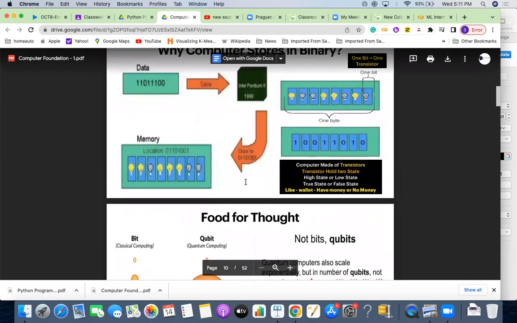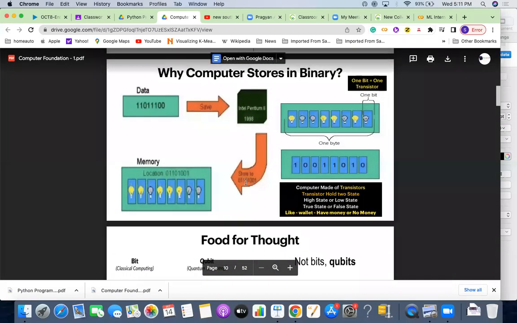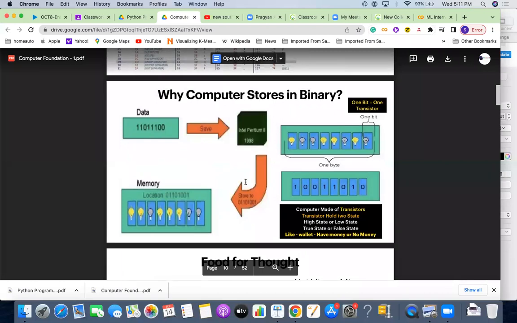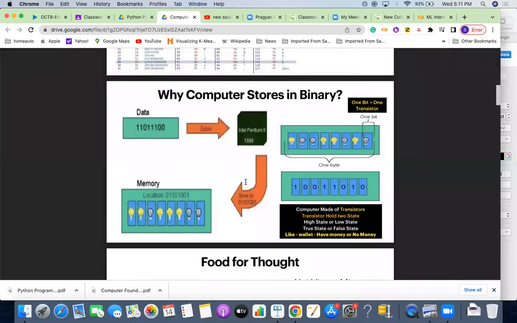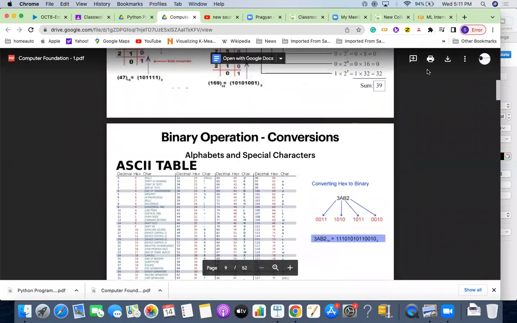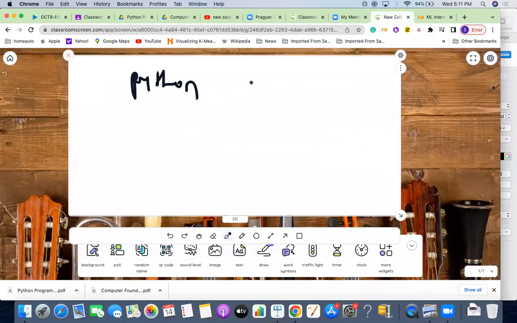Okay, one main question. Now I hope you know why a computer stores only in binary. Why not decimal? Why not trinary? Why not octal? Does anybody have any guess why a computer stores only in binary? Okay, so how is the computer manufactured? Using what? What is the basic component of a computer? CPU, mouse, keyboard. No.